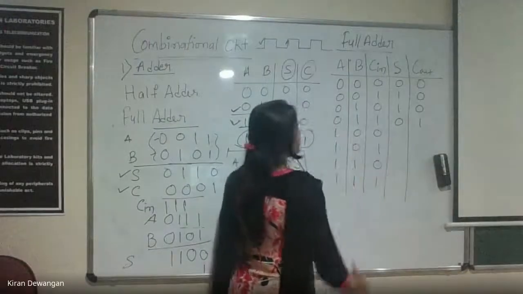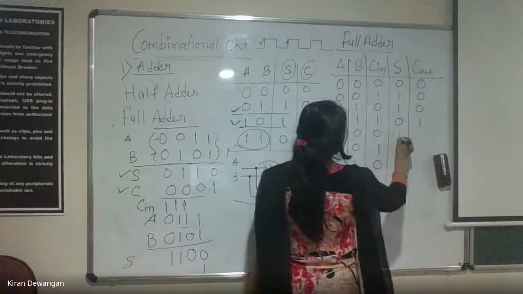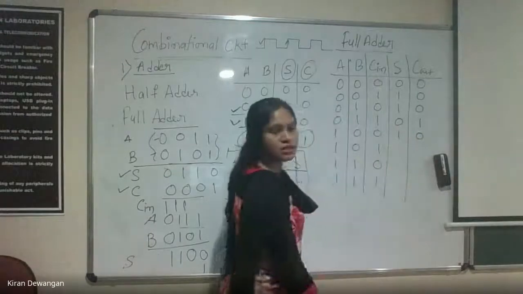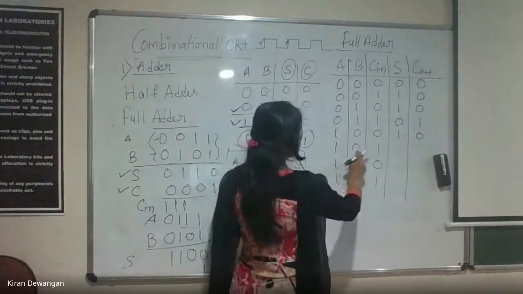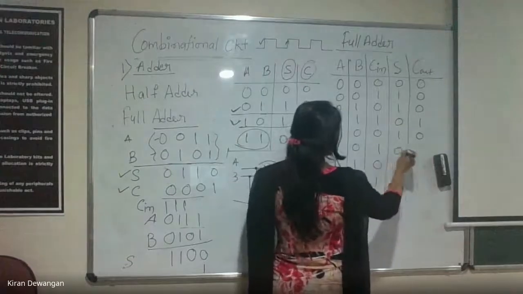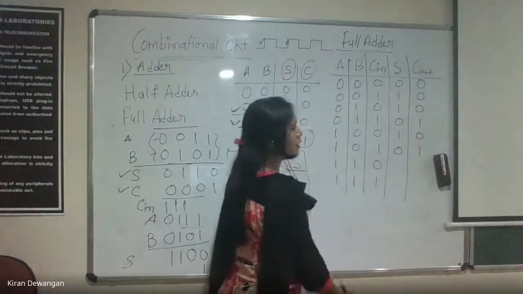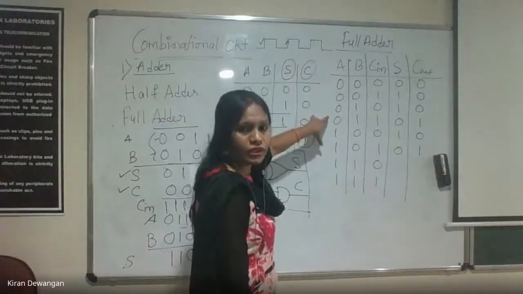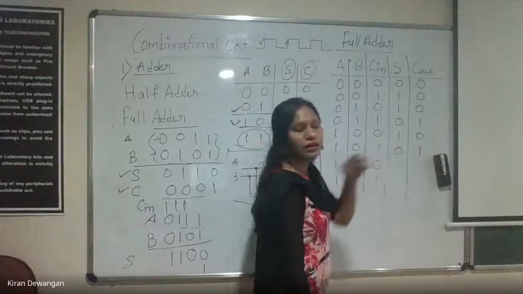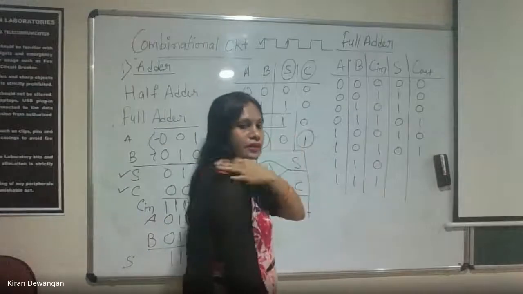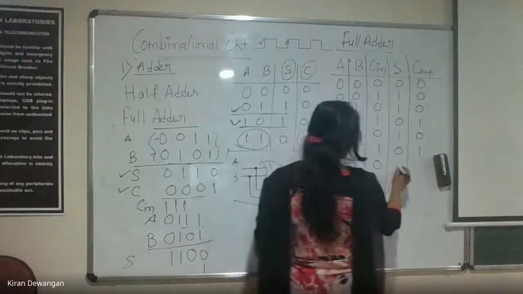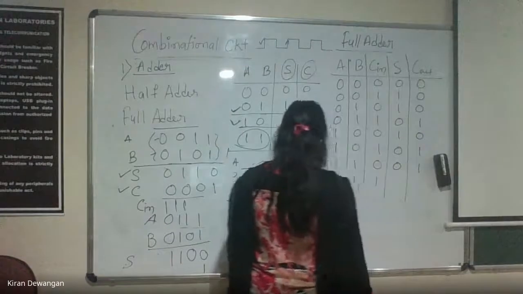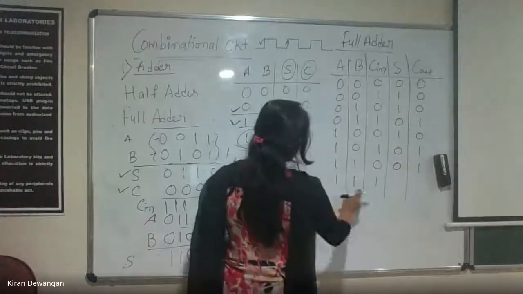Here 1 plus 0 plus 0. Sum is 1. Carry out is 0. 1 plus 0 plus 1. Again sum is 0. Carry out will be high. Wherever we have two ones in the combination, the sum will be 0 and the carry out is high. Okay? 1 1 0 and 0 0 1. Clear?